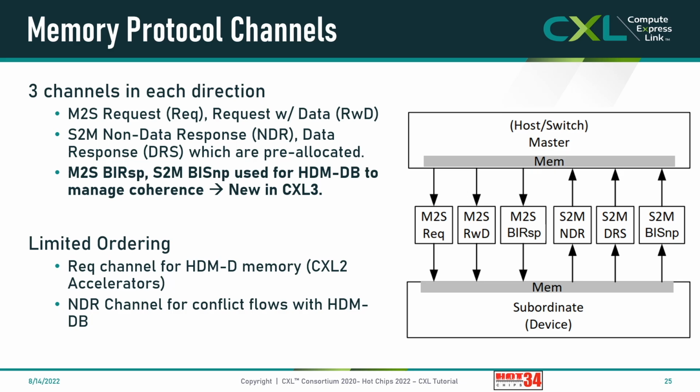Now the .mem protocol has some limited ordering rules. One is the request channel, specifically in the HDMD memory type, which is for CXL 2 and prior accelerators. We expect the request channel to be ordered for same address. And then in the HDM-DB memory type, we have the NDR channel is ordered for messages with the same tag, and this is to help manage conflict flows and make sure that we have a consistent view of the cache state between the device and the host.